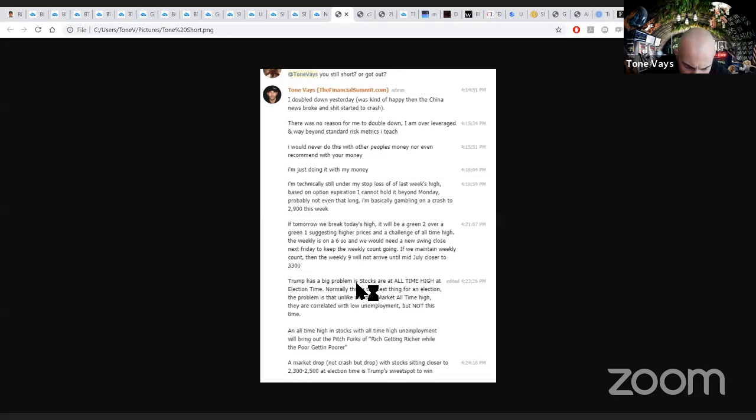Trump has a big problem if stocks are at an all-time high at elections. Normally, this is the best thing for an election. The problem is that unlike all other market all-time highs that have come with low unemployment, this one is coming in with high unemployment. At all-time highs, with all-time high unemployment, will bring out the pitchforks of rich getting richer while the poor getting poorer. A market drop, but not a crash, with stocks sitting closer to 2,300 to 2,500 at election time is Trump's sweet spot to win the election.